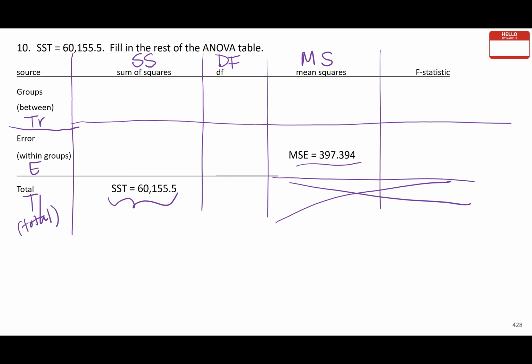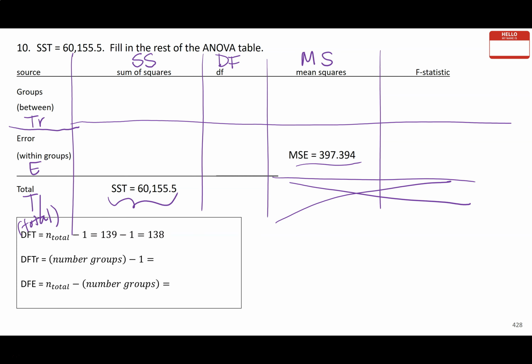So here I'm going to do degrees of freedom total, so DF total, that's going to be my entire sample size minus 1, so that's 139 minus 1, that's 138. So then I have degrees of freedom for treatment. That's going to be my number of groups minus 1. So I had 3 different name games minus 1. That's going to be equal to 2.